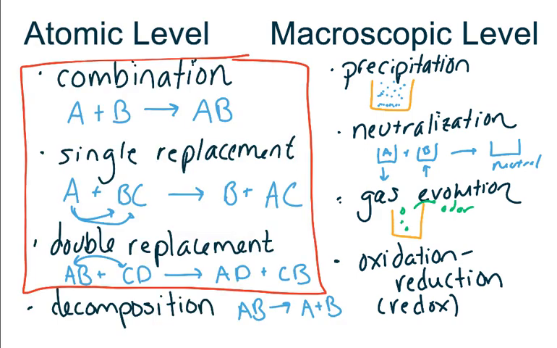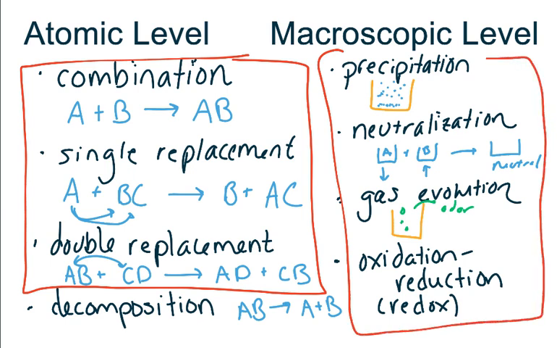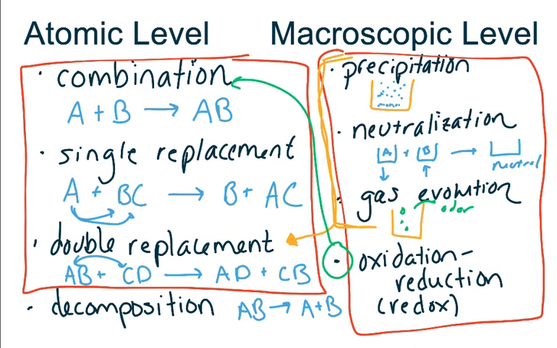Now the macroscopic ones, we will talk about all of these, and they will be important in this course. Generally the precipitation, the neutralization, and the gas evolution reactions all tend to be double replacement reactions, although they don't have to be. Often they are. And the oxidation reduction reaction tends to be combination, single replacement, and decomposition, although it doesn't have to be, it tends to be.